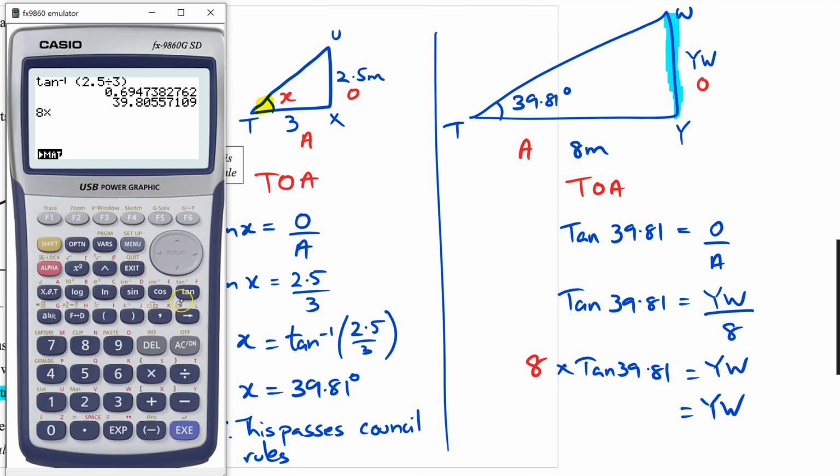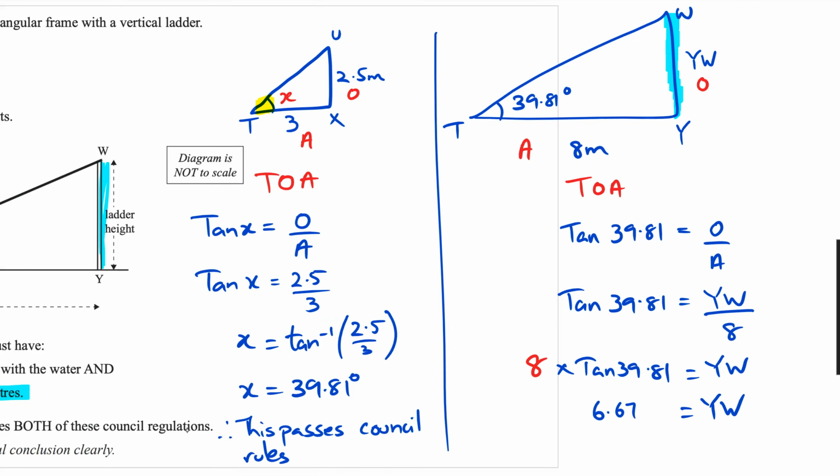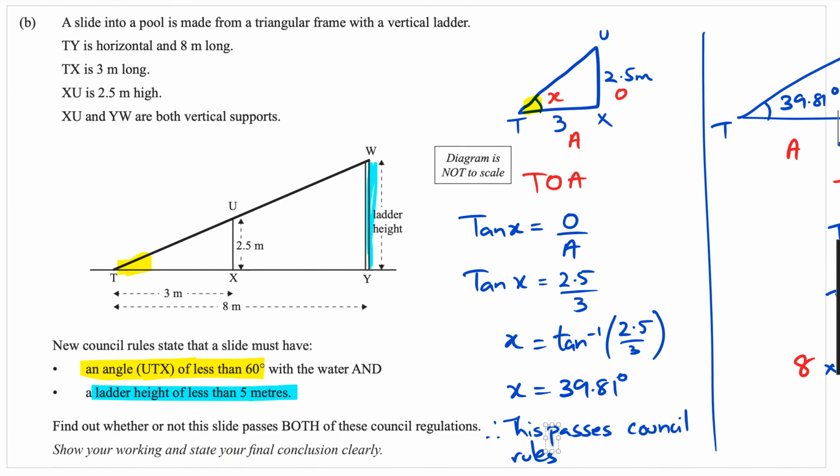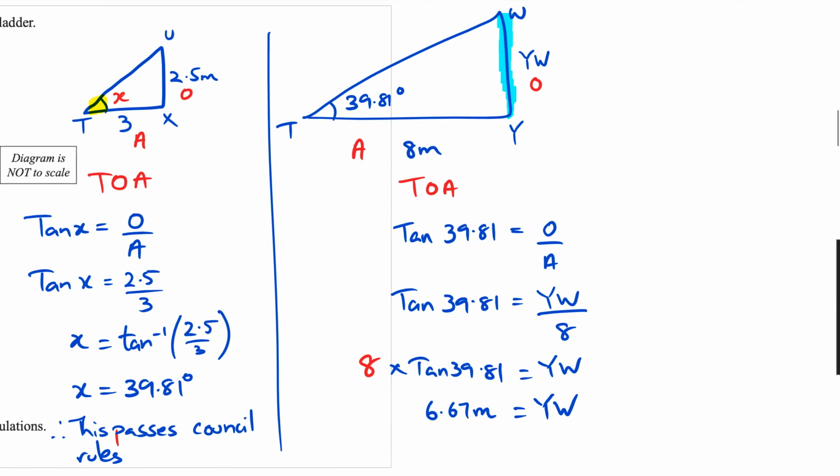I'm just going to go 8 multiplied by tan of the answer. That's a good thing about not getting rid of these things, and I can see that the height is going to be 6.67 meters. All right, and if you look at what the condition was, it had to be less than 5 meters. So if it's less than 5 meters, then we just kind of say this fails council rules.